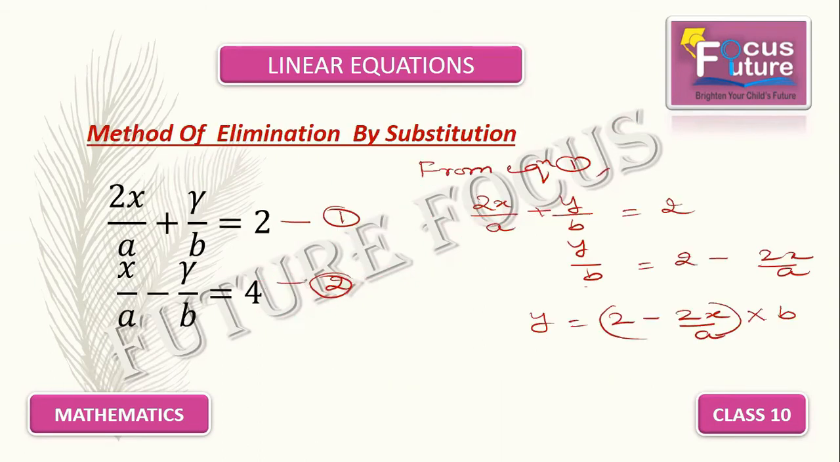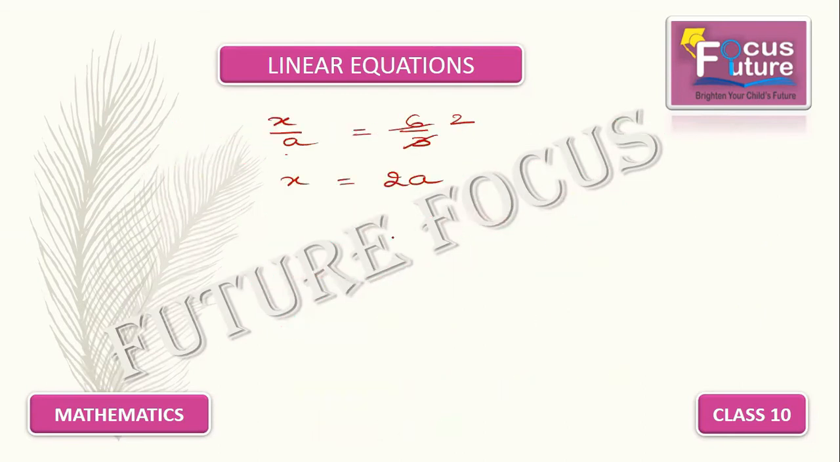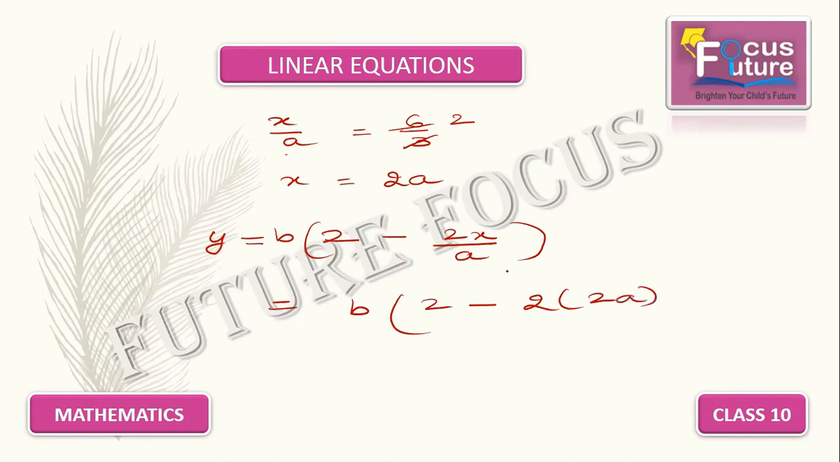X is 2a and y is this. So let us put the value of y. Y is equal to b into 2 minus 2x upon a. So y is equal to b into 2 minus 2 into 2a. Put the value of x. In this x you get 2a. So put 2a over here divided by a.